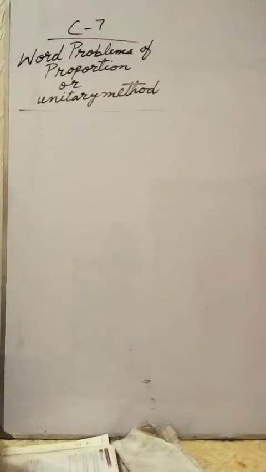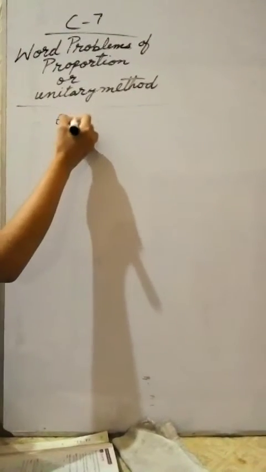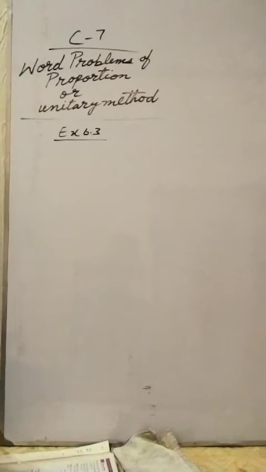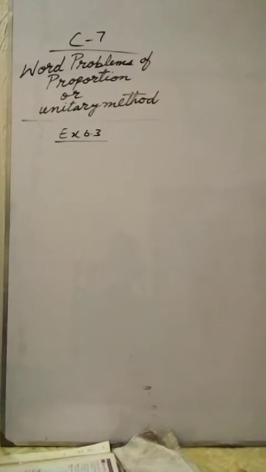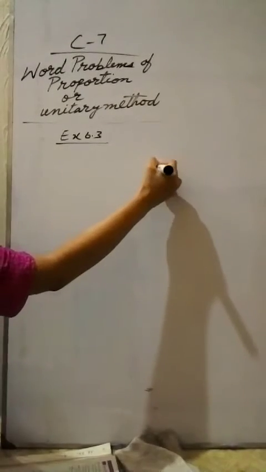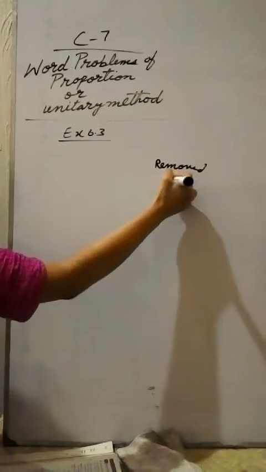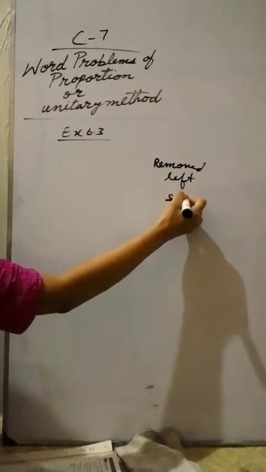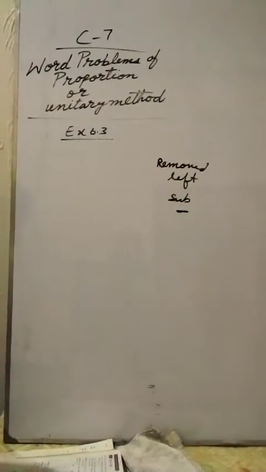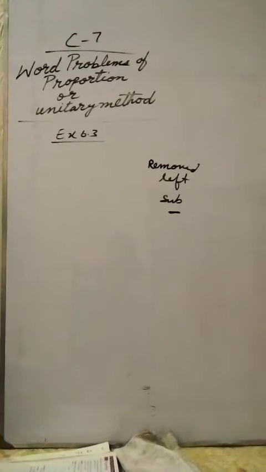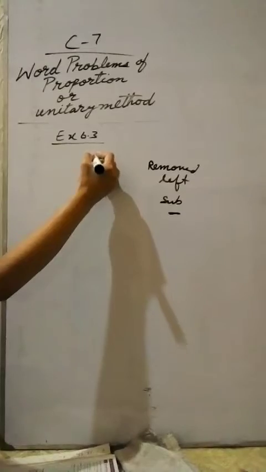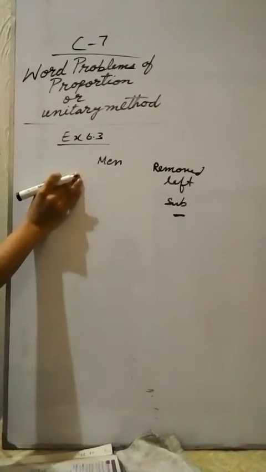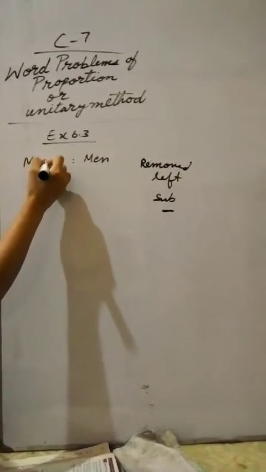Let's see the question of exercise number 6.3. We have a question: 540 men can construct a building in 7 months. How many men should be removed? Removed means left, we always do subtraction, minus. But what is the relationship? How many men should be removed to finish the building in 9 months? So we have a relationship with men. Men we need to find, and a relationship with months.